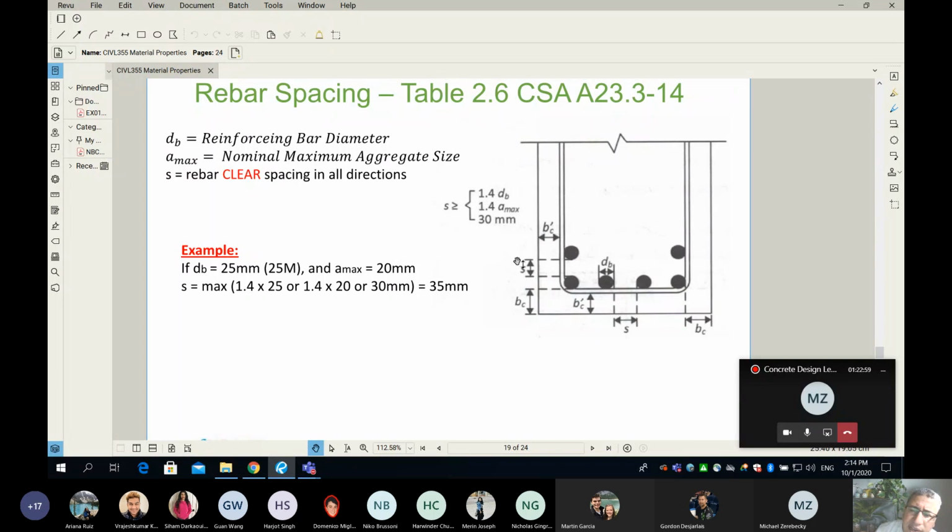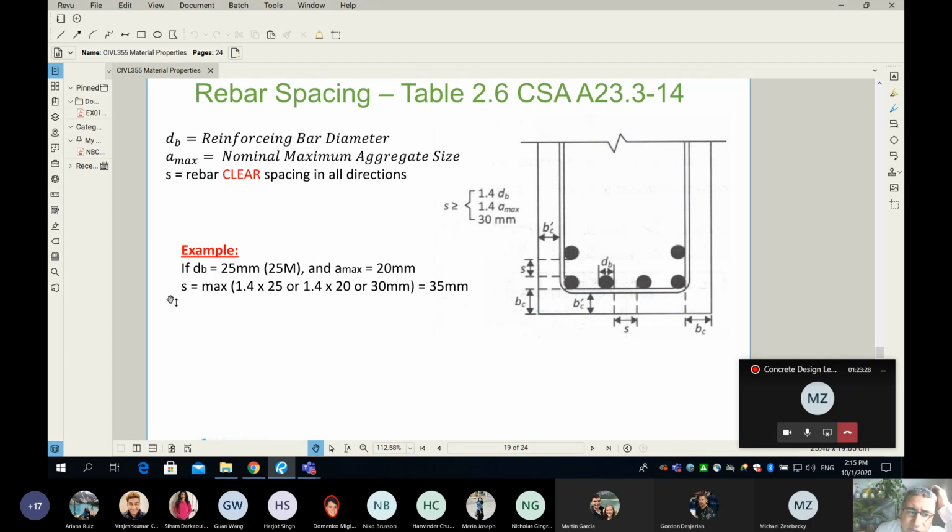Something else I want to mention on the side: what if your beam has different sizes of bars? Let's say on the lower layer I have 25 M, and on the top layer I have 20 M. In this case, I have to go with the maximum bar diameter. So this bar diameter is the maximum bar diameter if there are 2 bar sizes. But if there is only one, that's great, we use it. Okay, right away, I have a numerical example for you.